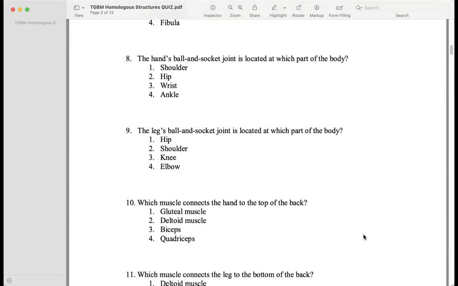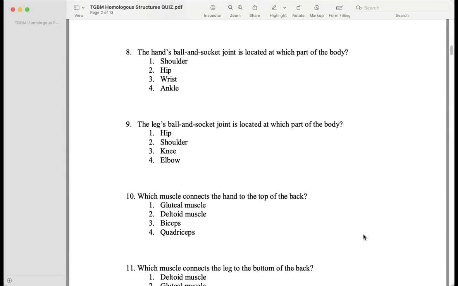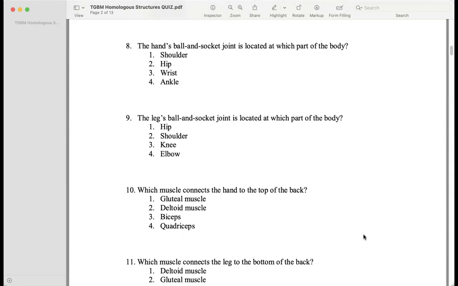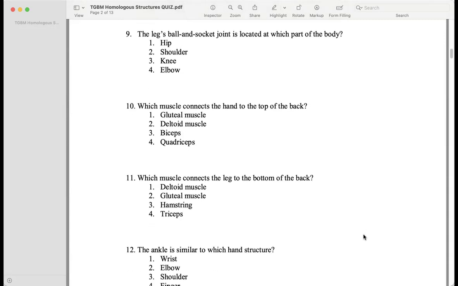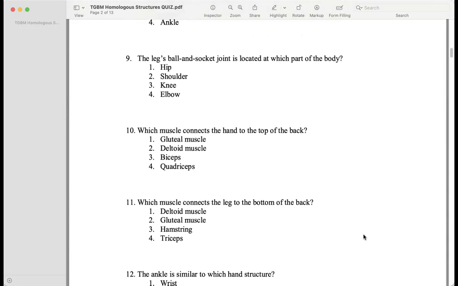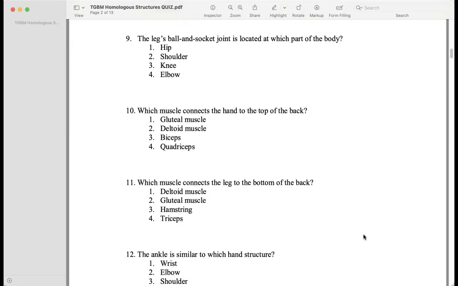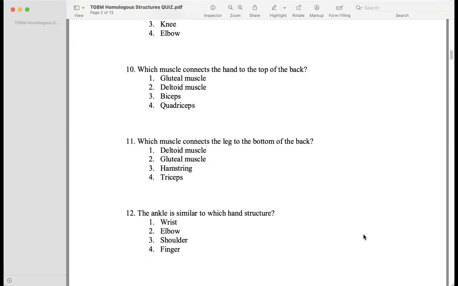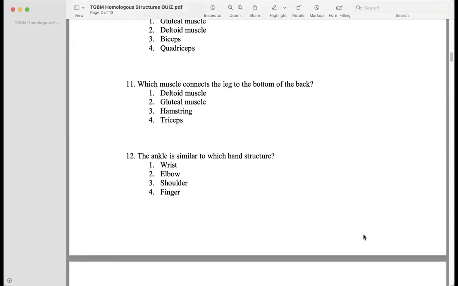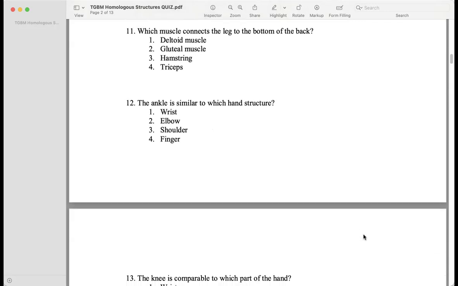What is the single large bone in the upper leg called? Femur. The hand's ball and socket joint is located at which part of the body? Shoulder. The leg's ball and socket joint is located at which part of the body? The hip. Which muscle connects the hand to the top of the back? Deltoid muscle. Which muscle connects the leg to the bottom of the back? Gluteal muscle.